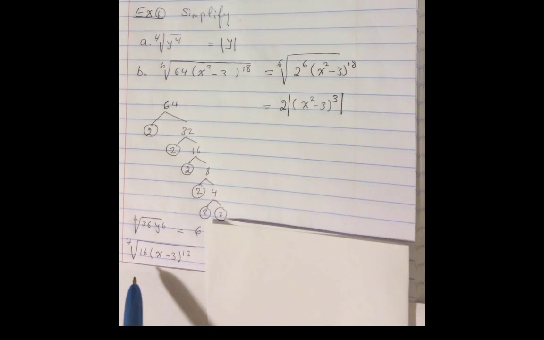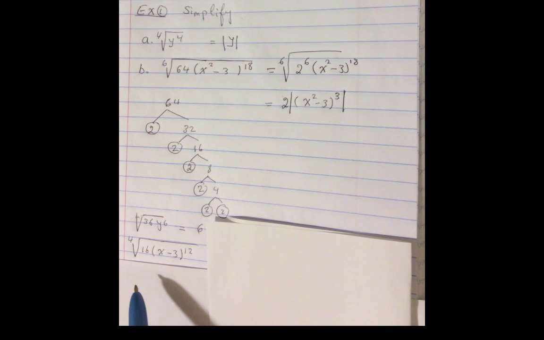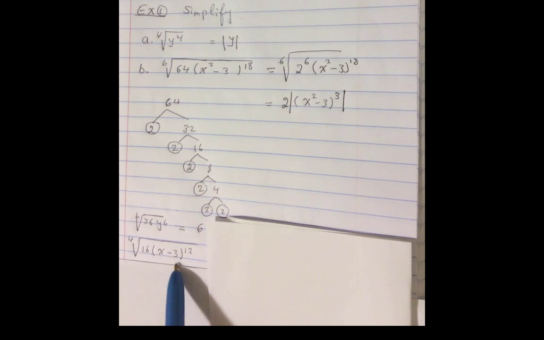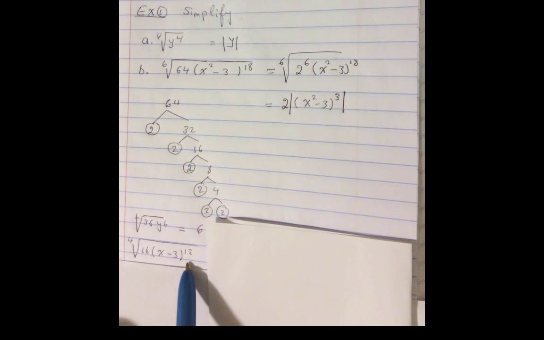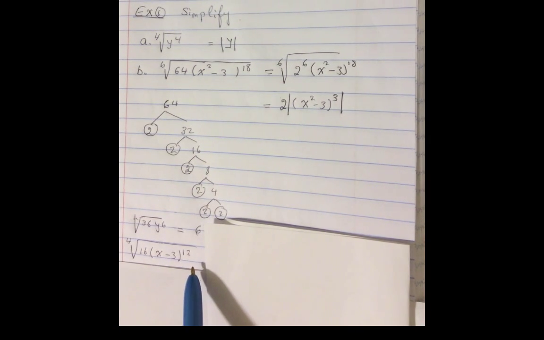You want to simplify the 4th root of 16 times the quantity x minus 3 raised to the power 12. Pause and give yourself a chance to solve it, then come back and check.